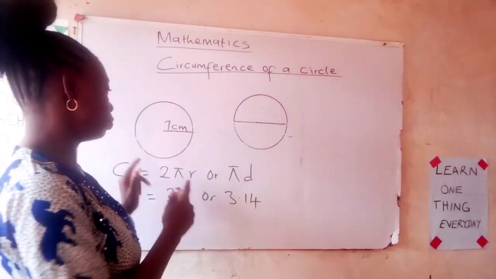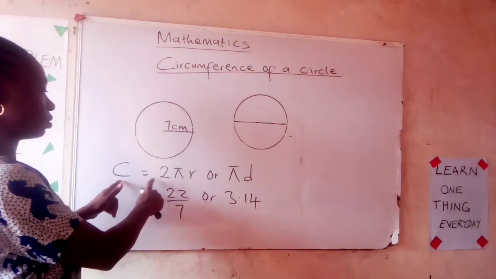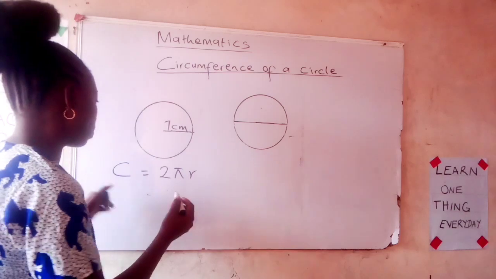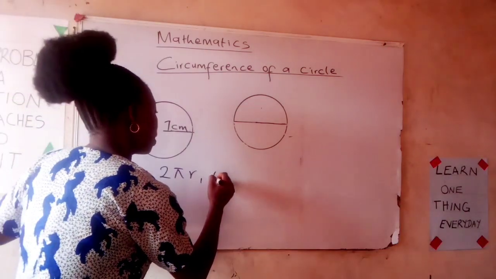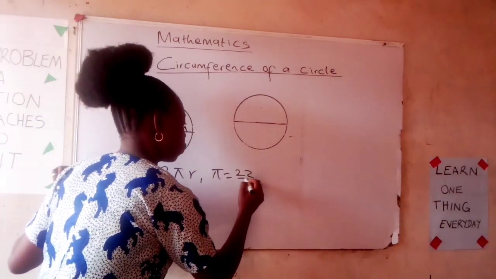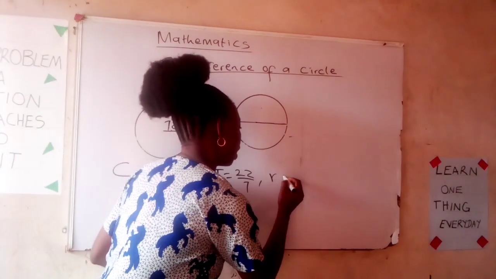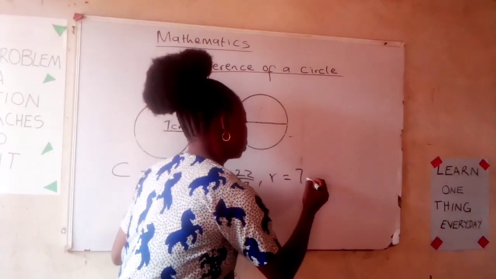What do you do? You use the formula. Circumference of a circle is equal to 2 pi r. So knowing that our pi is equal to 22 over 7, and our r, which is radius, r is equal to 7 cm.